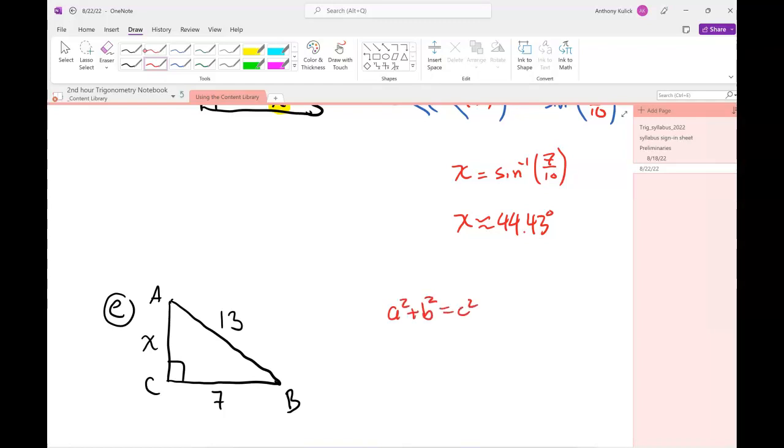What value do I have to be careful about plugging in, A, B, or C? C. C has to be 13, the hypotenuse. Does it matter whether the x is the A or the B? No. Okay, 7 squared is 49.